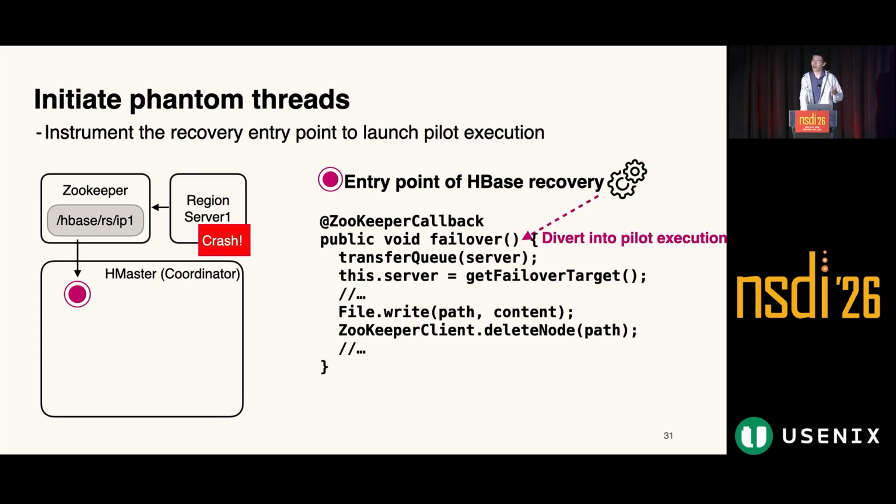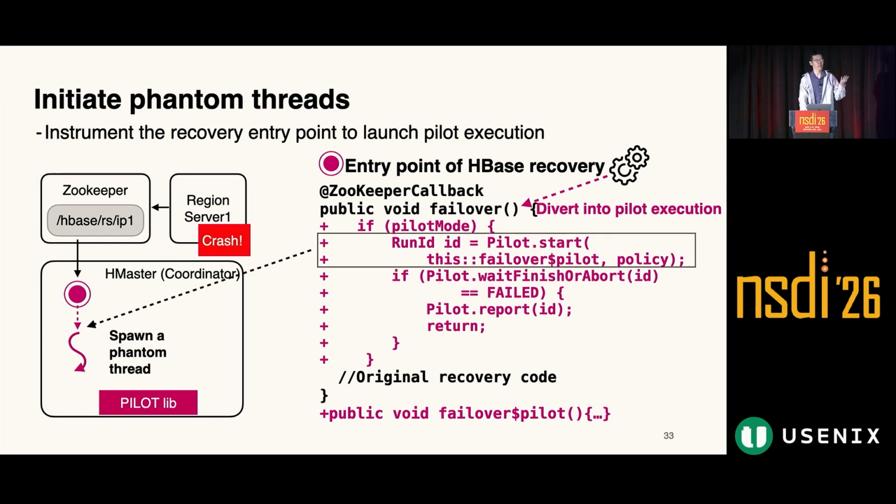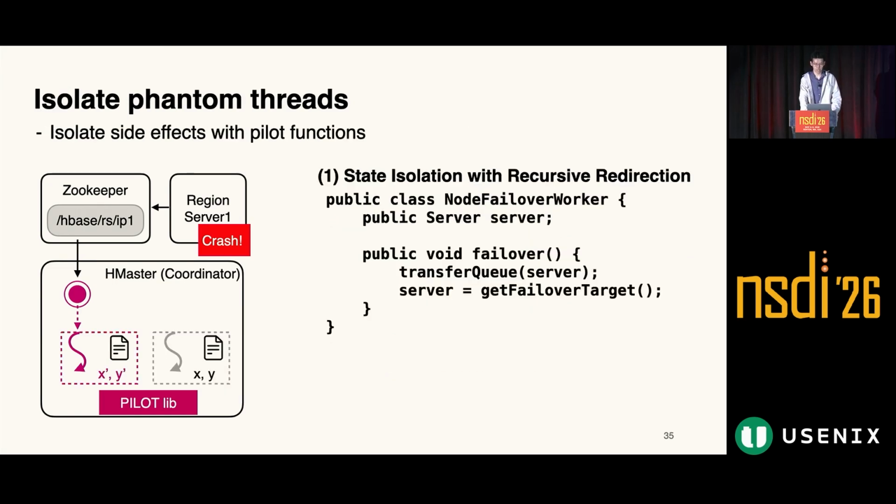We identify and then instrument the starting point of the recovery to enable parallel execution by inserting our parallel API calls. This API call will divert the execution into parallel mode by spawning a phantom thread. The phantom thread executes a special parallel version function which preserves the recovery logic but isolates all the side effects. And this is a concrete code snippet of the recovery process to illustrate how we achieve isolation.